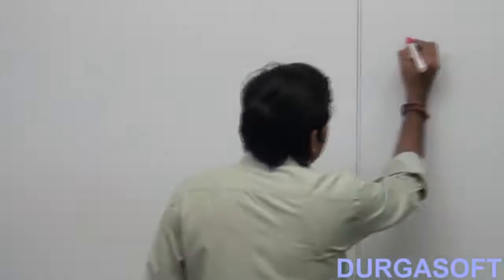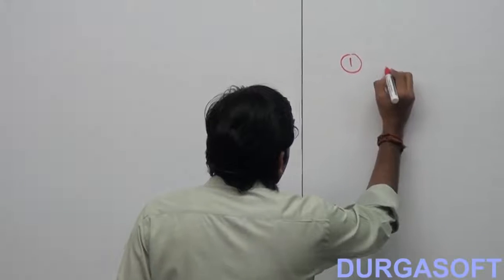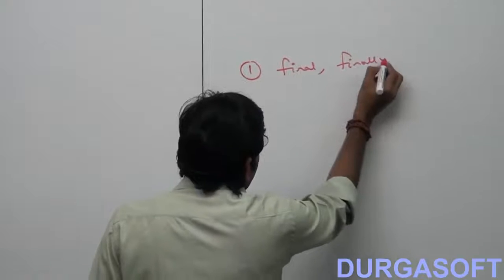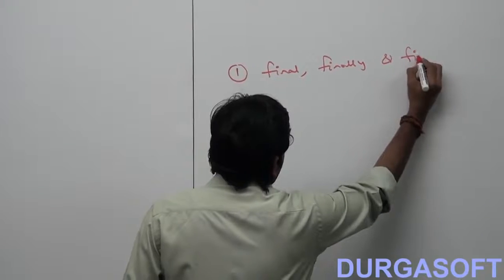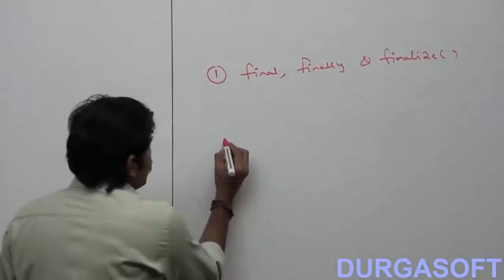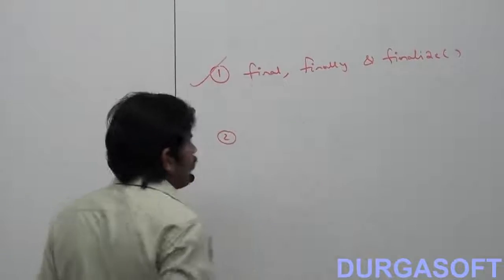So the next question in exception handling. If we consider exception handling, there are two important questions which were asked repeatedly. The first one: what is the difference between final, finally and finalize? This one is very important.